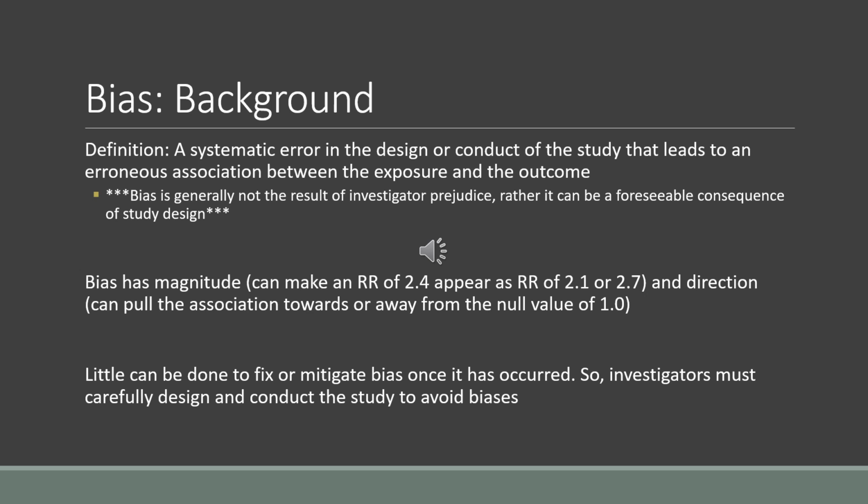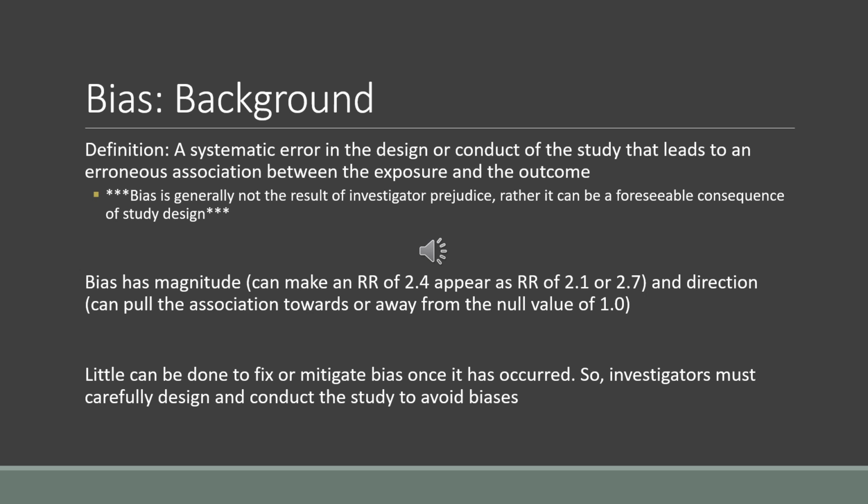So in terms of magnitude, it can make a relative risk of 2.4 appear as a relative risk of 2.1 or 2.7 or 5.1, so it can have different magnitudes, and it can have different directions, so it can make the association further from the null, which means that the association is stronger, or it can push the association toward the null, so we think that there is actually no association when there truly is one if there wasn't bias present.